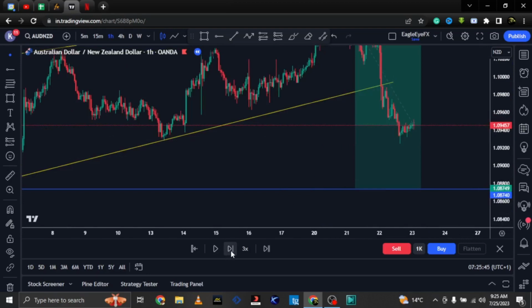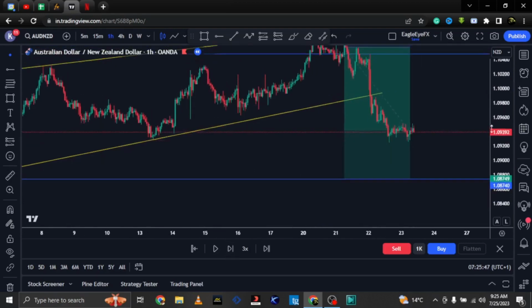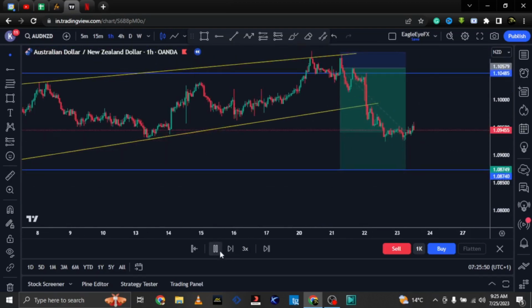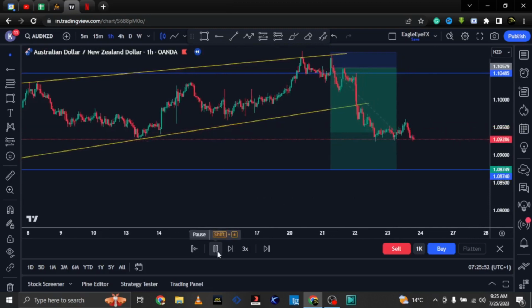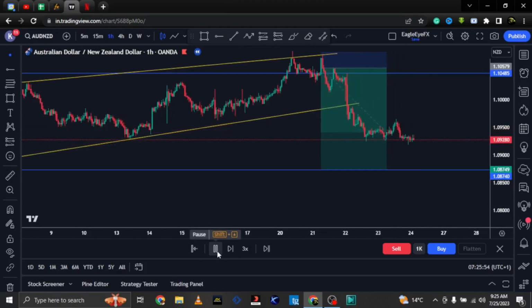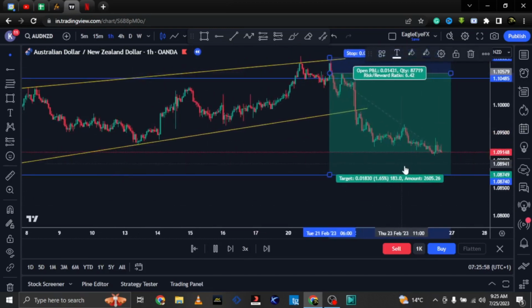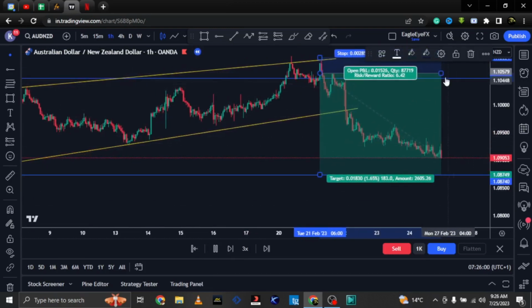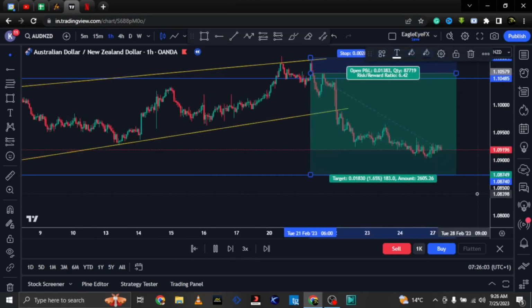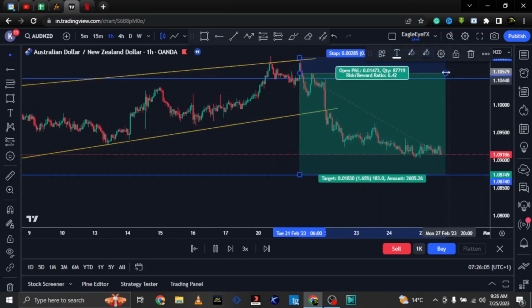If you get the right entry and the right place to enter, it just goes. Even if we are talking about only the first target, the first target being this around 6.42%, you can see that it came all the way. Did it reach? Let's see.